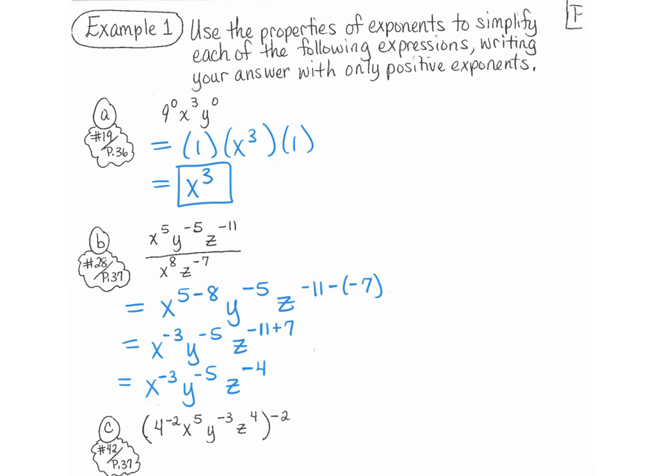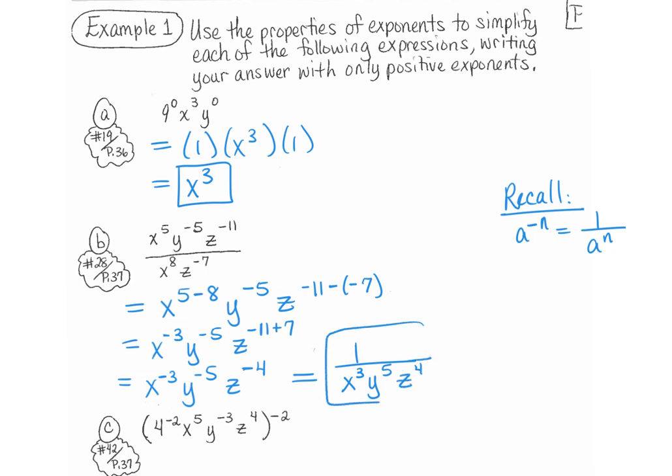So now you need to recall rule or property 4 that we said, where you have a to the negative n is equal to 1 over a to the n. That's what we're going to use. So now this is equal to 1 over x cubed times y to the 5th times z to the 4th. Very good. That's your final answer.